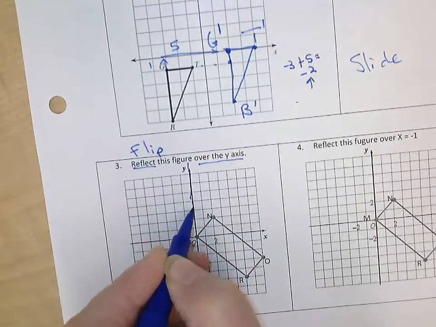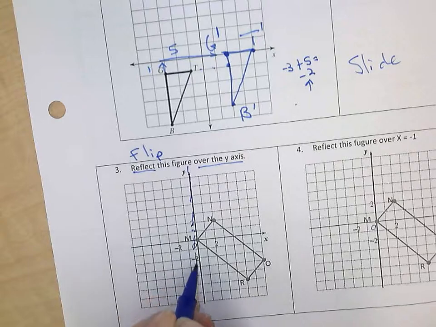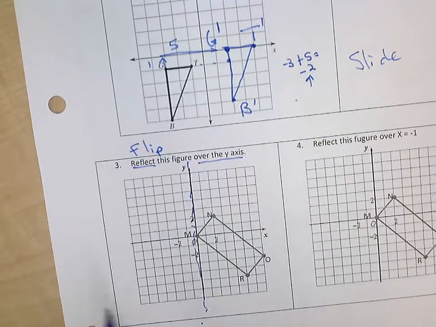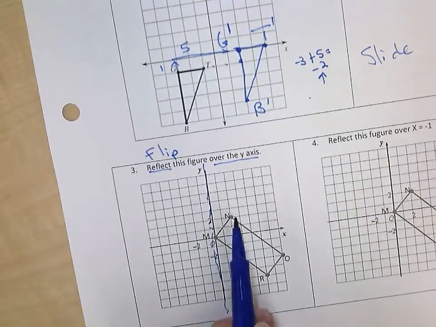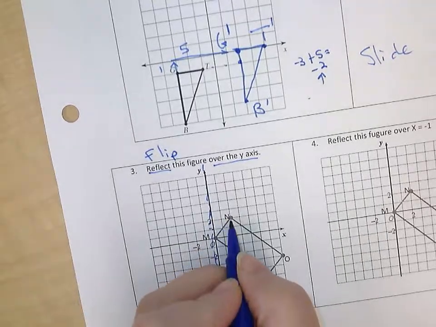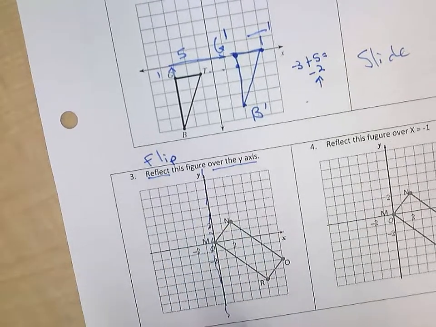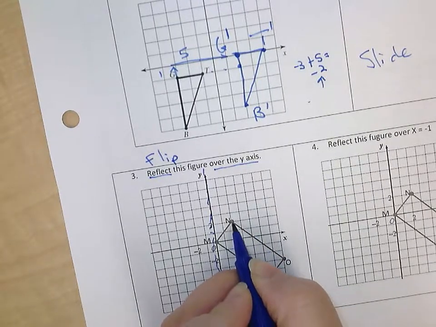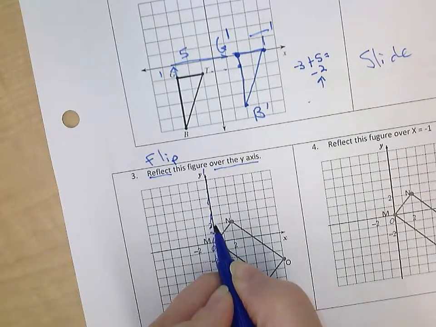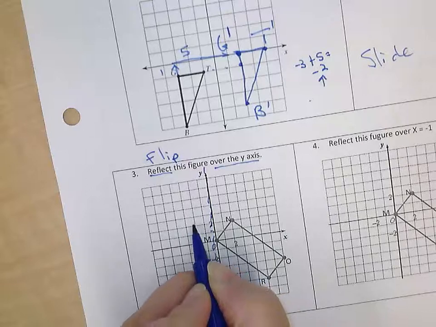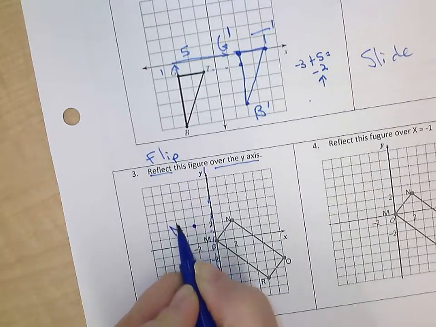So this is our axis of reflection, our line of reflection. We're going to change this. So we're going to have each point be equal distance from our line of reflection. So we have our n here, and it's 2 units away from our line of reflection. So we're going to do 2 units over here, and this is n prime.